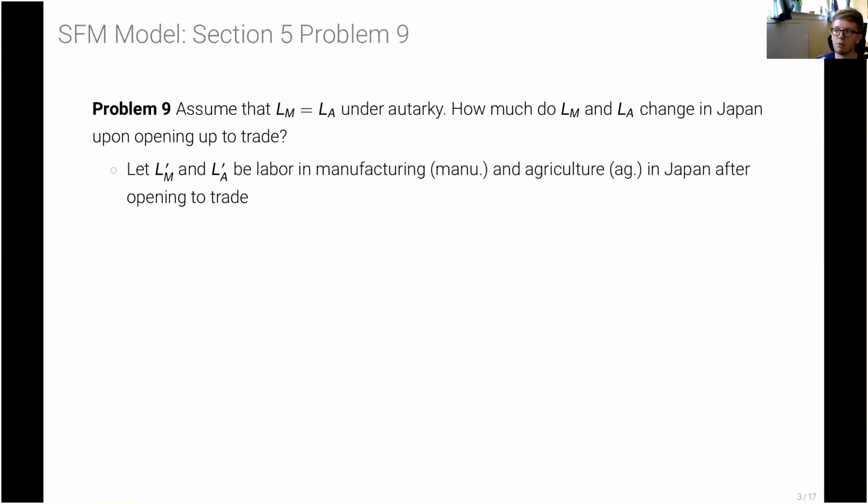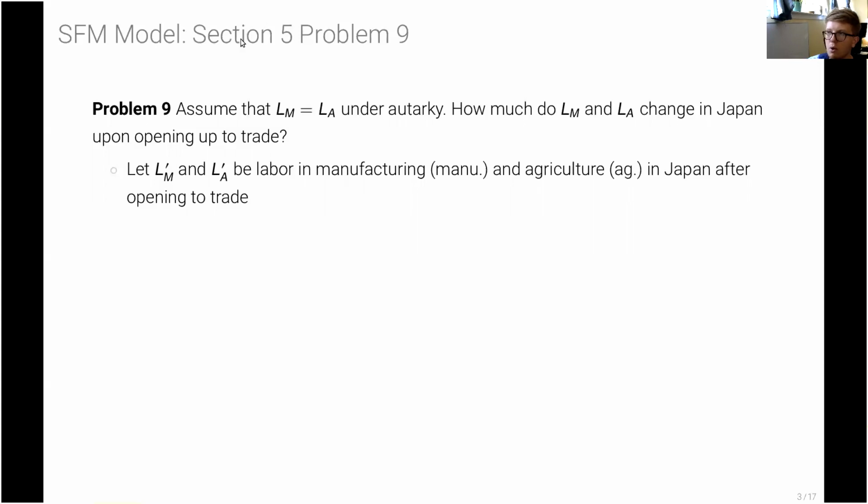I'm going to start off with a new question. This is problem 9 on section 5. I'm going to assume that LM is equal to LA under autarky. What I want to figure out is how much LM and LA are going to change in Japan upon opening to trade. I'm going to assume that by however much LM and LA eventually change, LM prime and LA prime are the new values of how many workers are in manufacturing and agriculture when Japan opens up to trade.